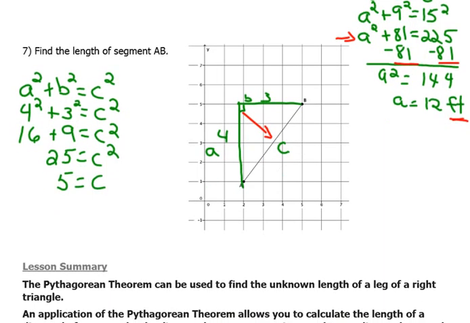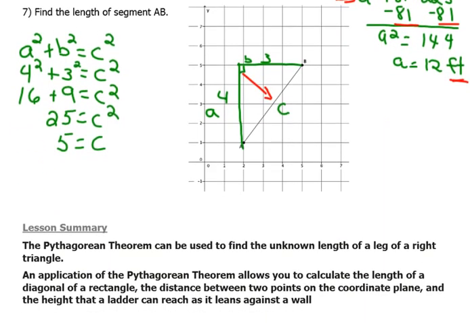Okay, so down here under lesson summary, the Pythagorean theorem can be used to find the unknown length of a leg of a right triangle. An application allows you to calculate the length of a diagonal of a rectangle, the distance between 2 points on a coordinate plane, and the height of a ladder that can reach as it leans against the wall. Okay, so those, again, we'll see more and more types of applications.